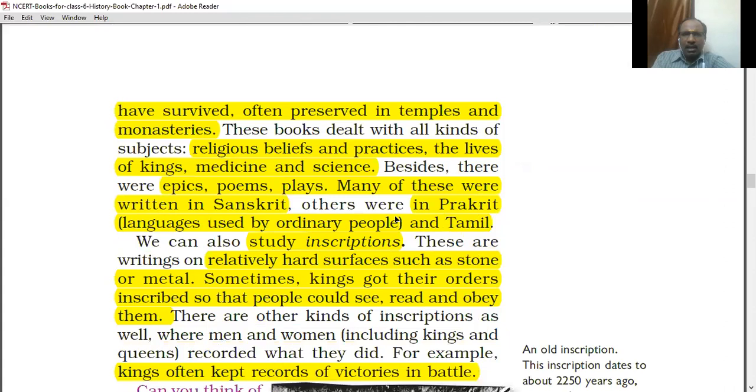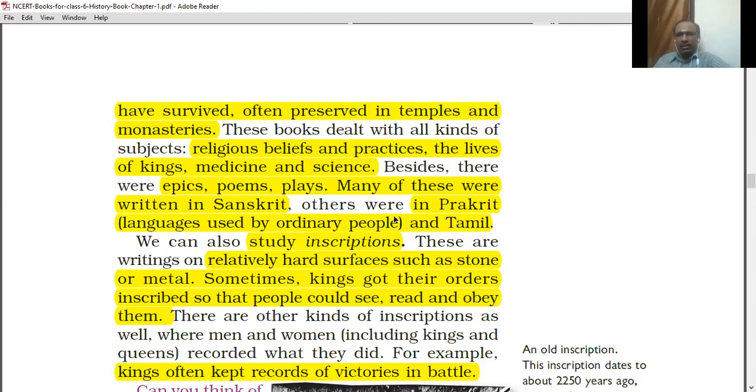Next, manuscripts were often preserved in temples and monasteries. That was a common place where people could come, even ordinary people. They kept these valuable records and books, which deal with religious beliefs, practices, and lives, kings, medicine, and science.